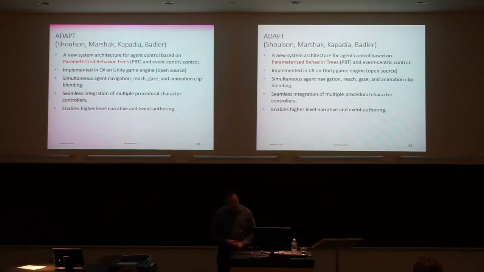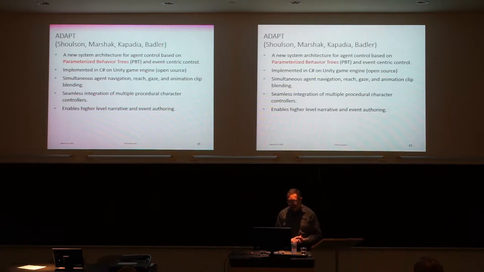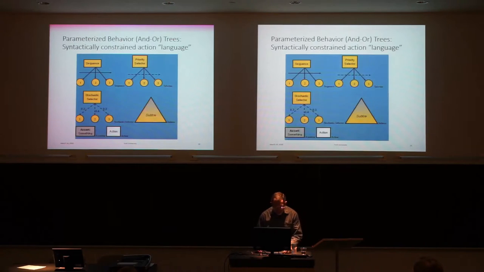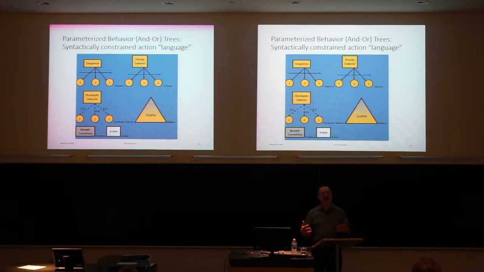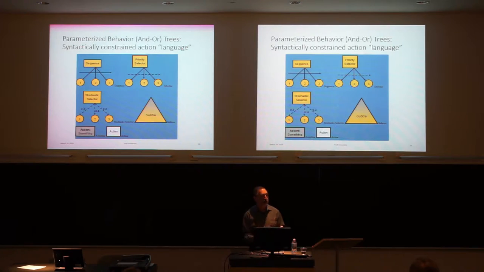So Schulson decided that he was going to build a software layer on top of Unity 3D so we get good graphics finally. And he wanted to use behavior trees as his representational primitive. In fact, he added parameterization to those behavior trees. The interesting part of behavior trees is that it's basically the full power of the programming language with some constraints. They're and/or trees. So you're not writing completely arbitrary programs. You are writing programs with certain structure.